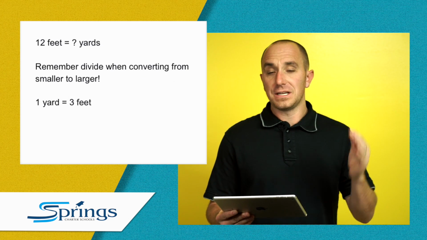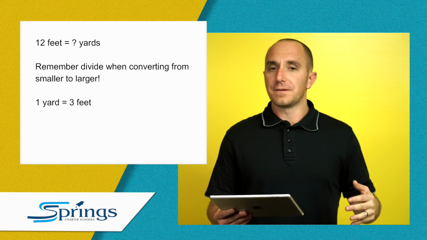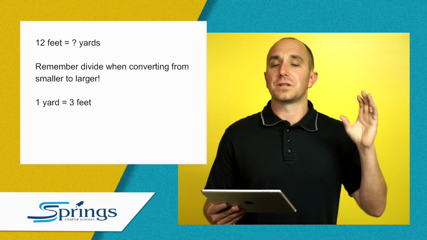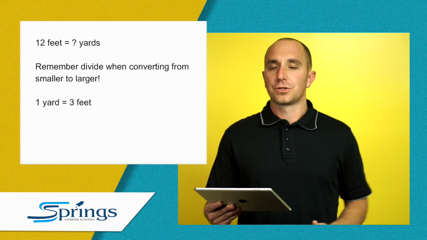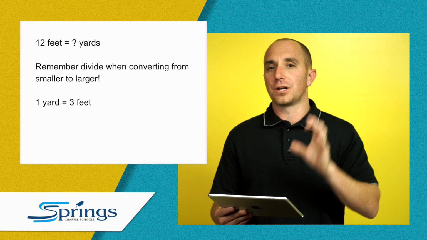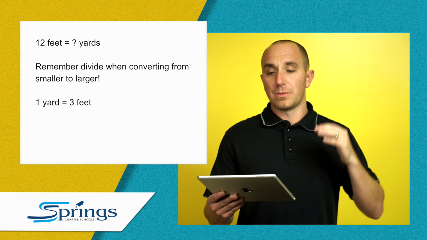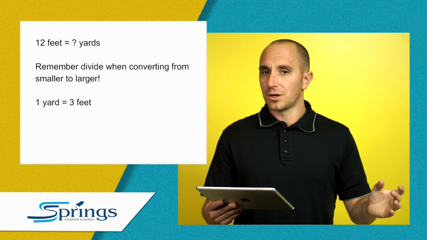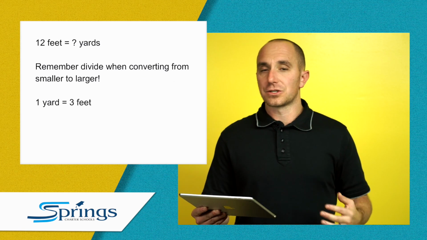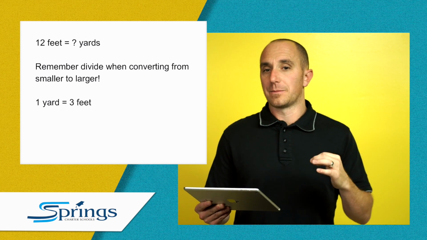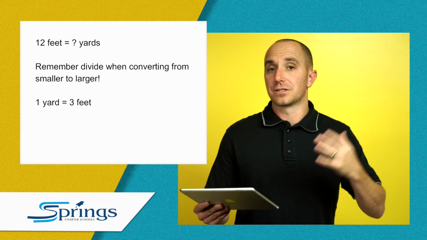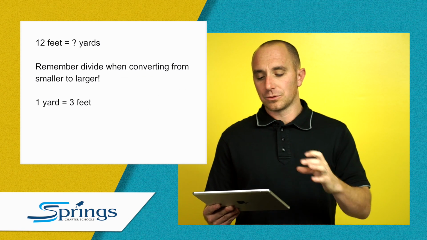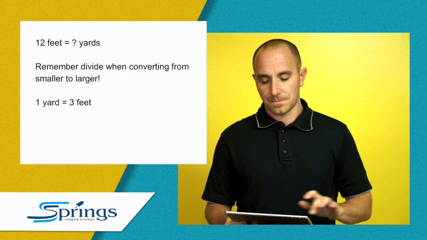All right, now let's talk feet to yards. So we have 12 feet. How many yards is that going to be? Now this time we're going from something smaller to something larger. So you're going to have more feet than you are yards, so you're going to need to divide. Remember, anytime you go small to large, you're going to divide. So since 1 yard is equal to 3 feet, you're essentially just dividing 12 divided by 3. And 12 divided by 3 is 4. So 12 feet is equal to 4 yards.